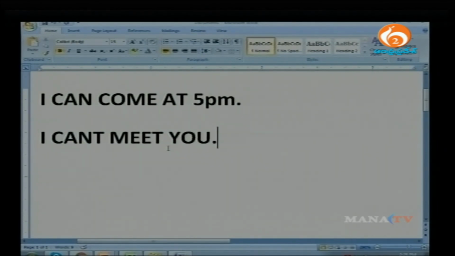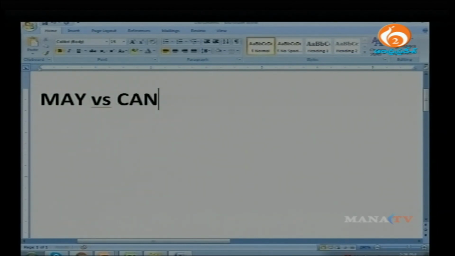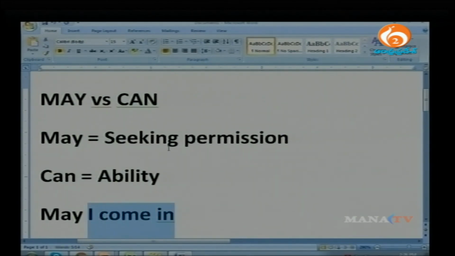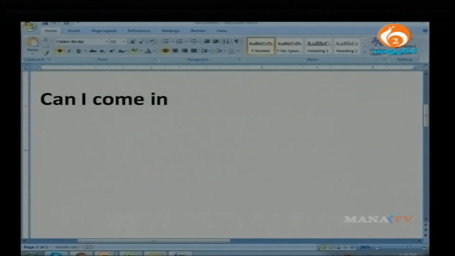All right. Now, what is the difference between may versus can? May basically means seeking permission. Can means ability. For example, I can or I cannot. So in terms of may, when you go for an interview, may I come in or may I sit. So if you say can I sit or can I come in, that basically means you are able to do that. If you can walk, when you open the door, obviously you don't have to ask can. For example, can I take the money from you? No, you cannot.